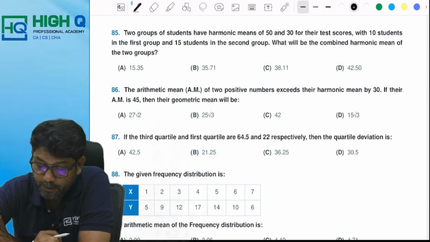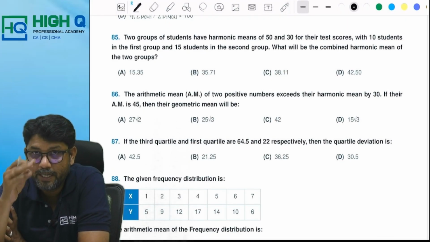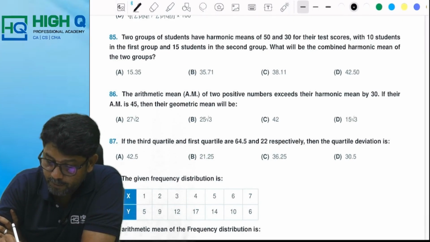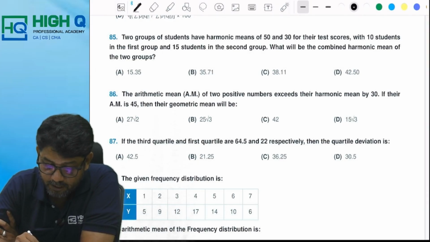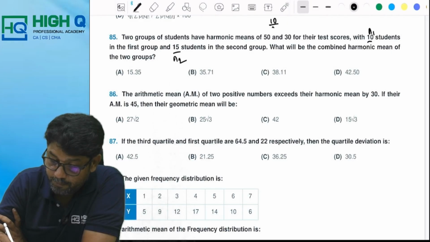Next. Two groups of students have harmonic means 50 and 30 for their test scores with 10 students in the first group and 15 students in the second group. What will be the combined harmonic mean? I think you know the combined harmonic mean formula, n1 plus n2 divided by n1 by h1 plus n2 by h2. So here this is my n2, this is my n1.